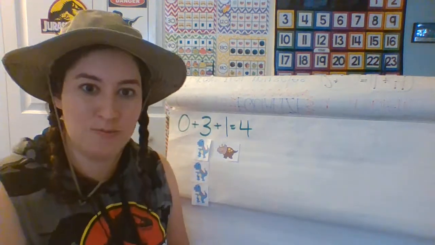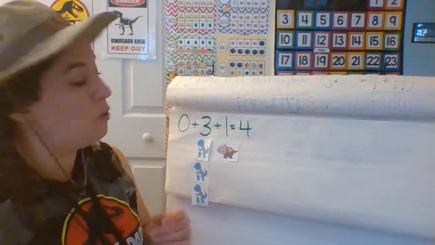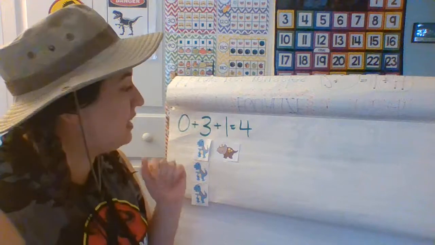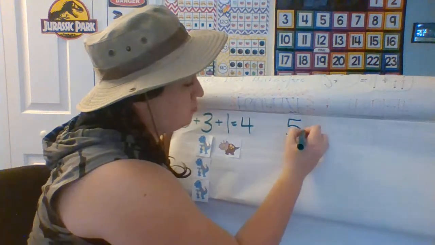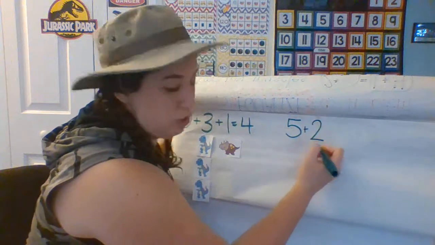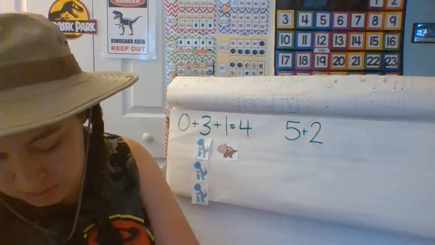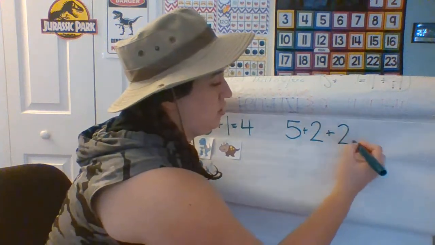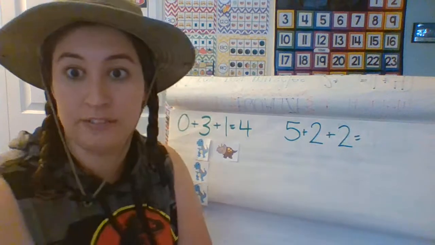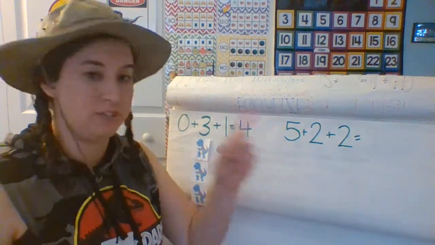Here is our last one for today, and then tomorrow we will practice some more. So what should Mrs. Arnold do this time? Let's do 5 plus 2 plus 2. Try to make sure I had enough dinosaurs for this problem. So 5 plus 2 plus 2.